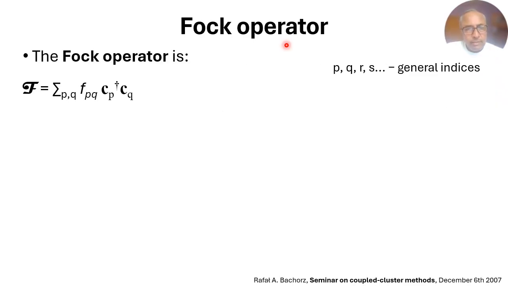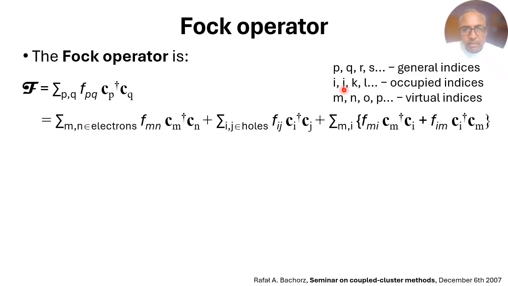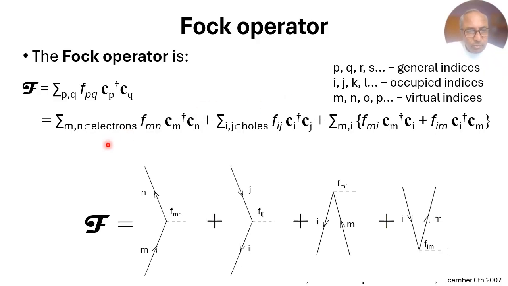The Fock operator F is then the sum over P, Q of F_PQ C_P dagger C_Q. Here in the summation, P and Q are general indices. They include both electrons and holes. We can separate out the electron and hole summations and write the Fock operator in this form, where I, J, etc. are indices for occupied orbitals, M, N, etc. are indices for virtual orbitals. Then the diagrammatic formulation of the Fock operator is given by these four diagrams.